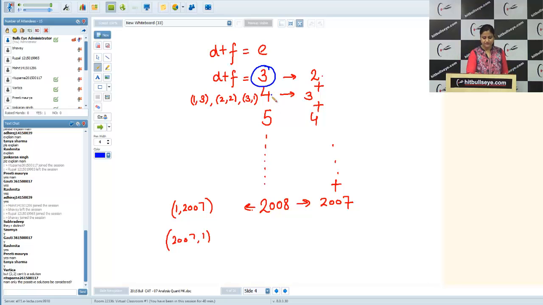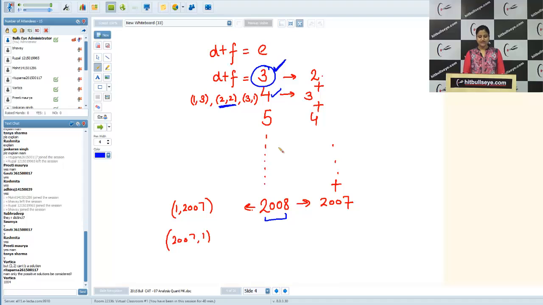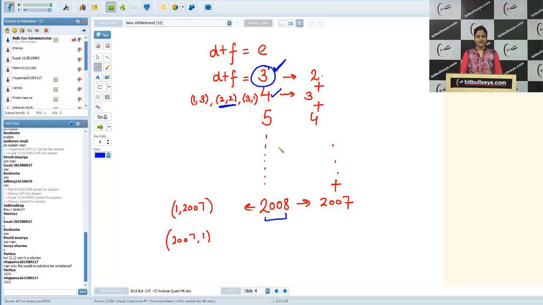But in case of even numbers, if I consider 4, there will be a case where D and F are same. So in every case of even number, we'll get a case where D and F are same. That's why, first of all, we'll consider how many even numbers are here till 2008. They are 1004. But since we are starting the series from 3, 2 we have not considered. So we are left with only 1003 even numbers, and corresponding to these 1003 even numbers, there is a case where D and F are same.